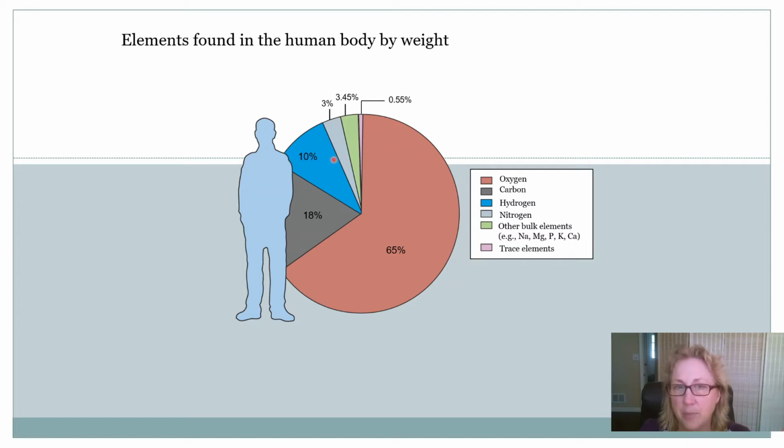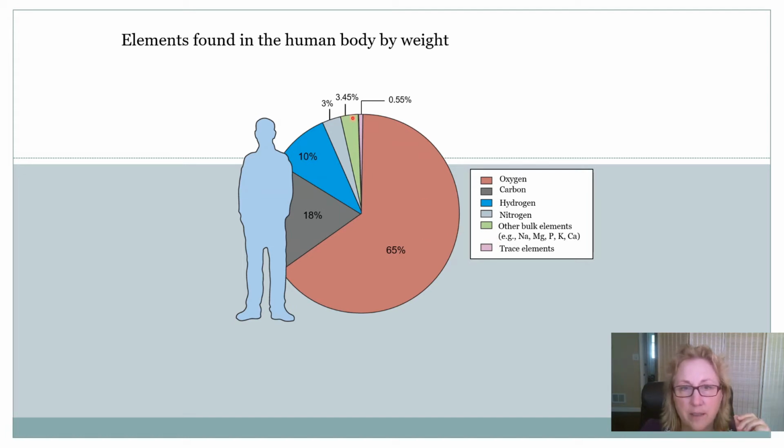Hydrogen is only 10% because it's so light. It's actually the most abundant element. If you counted the atoms, hydrogen would be the most abundant, but it's very light, so it's only 10% by mass. Nitrogen is 3%, and that's because it's such an important part of protein. Most of the nitrogen that's found in our bodies is incorporated in protein.